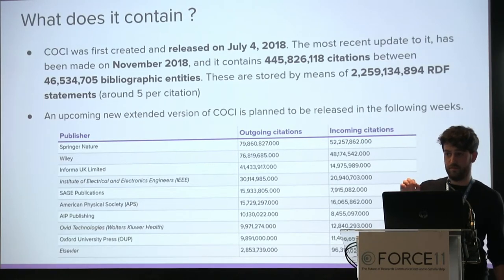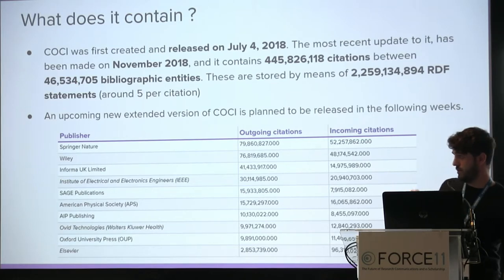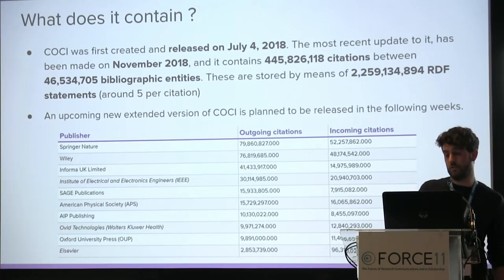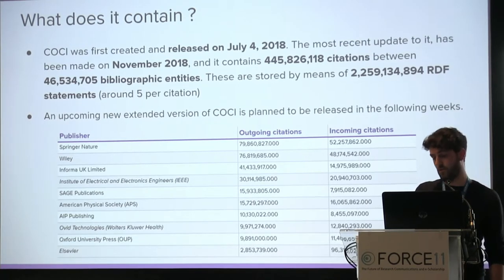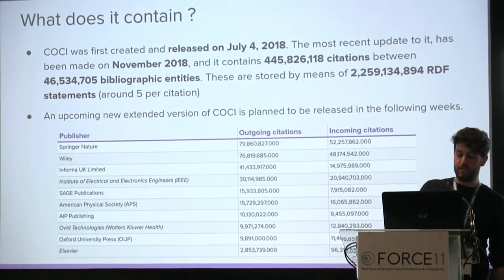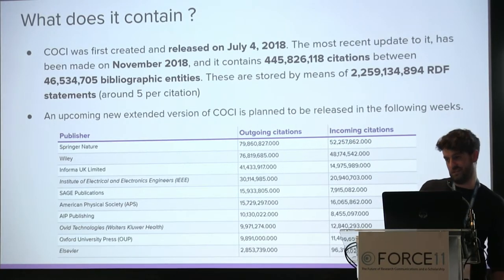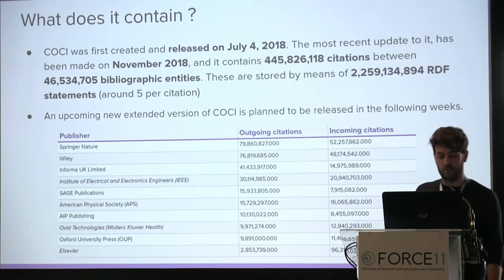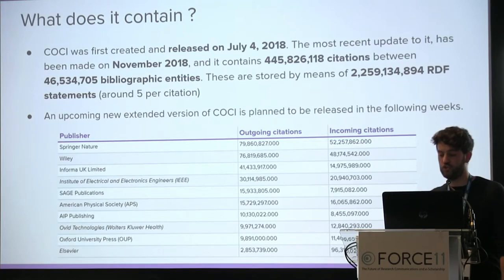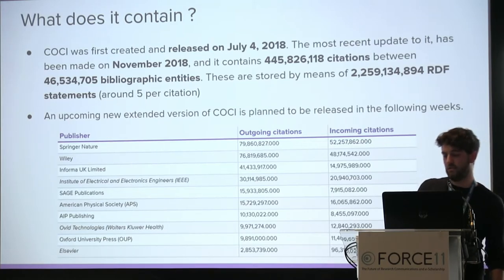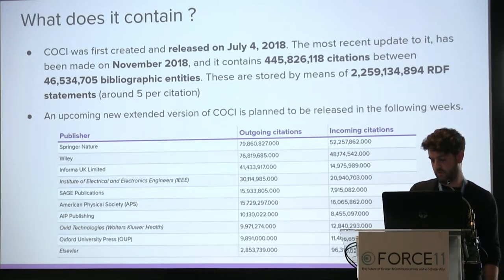What does the dataset contain? The last version in the repository of OpenCitations was released in November 2018. And it contains, as I said, almost 445 million citations. And these are the main publishers and the outgoing citations and the incoming citations taken from Crossref. So as we can see, for instance, Springer has almost 80 million outgoing citations and 52 million incoming citations, and then all the other publishers.